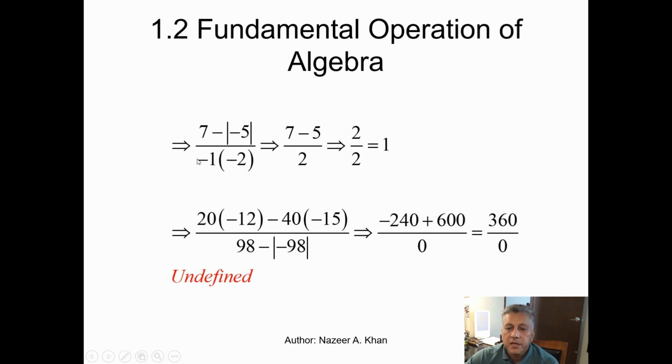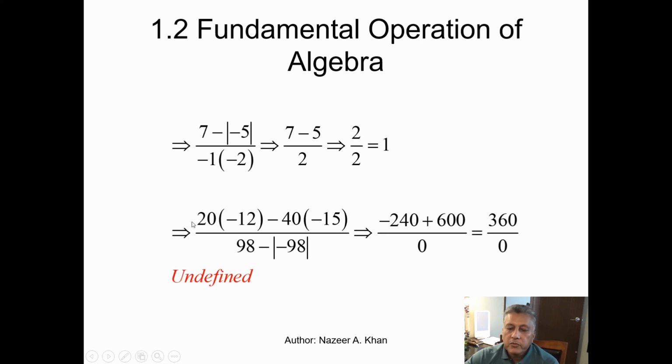When we look at the denominator, when you multiply a negative by a negative, it becomes a positive. Minus 1 times minus 2 will give you plus 2. I'm going to go and subtract these guys here. 5 from 7 will give you 2, divided by 2 will give you 1.